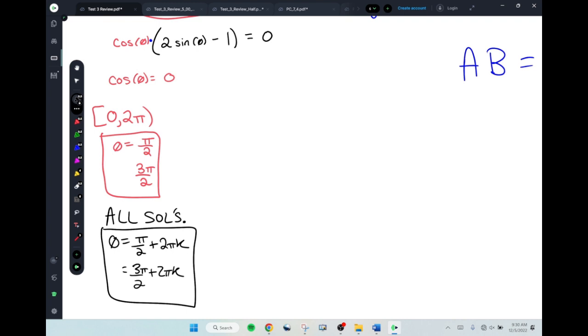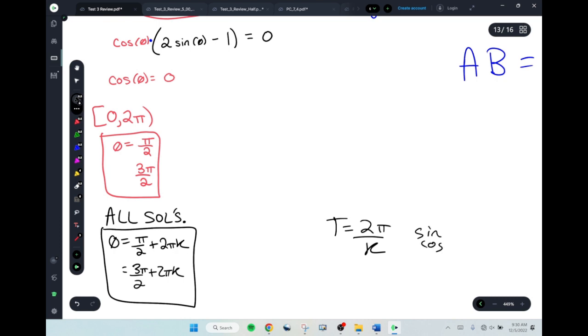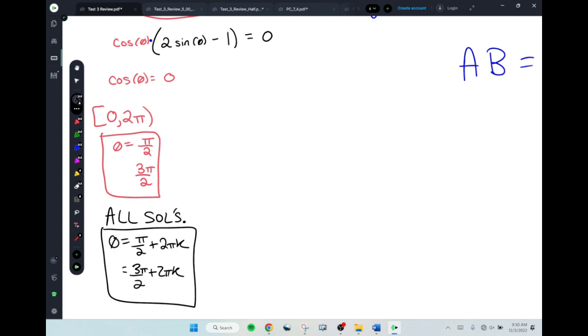If it's tangent, it's just pi k, because tangent has a different domain or cycle. Same with period. If you remember the period, T equals 2 pi over k for sine and cosine, but T equals pi over k for tangent. That's because the period of tangent, the repeat cycle for tangent, is pi. The repeat cycle for sine and cosine is 2 pi.